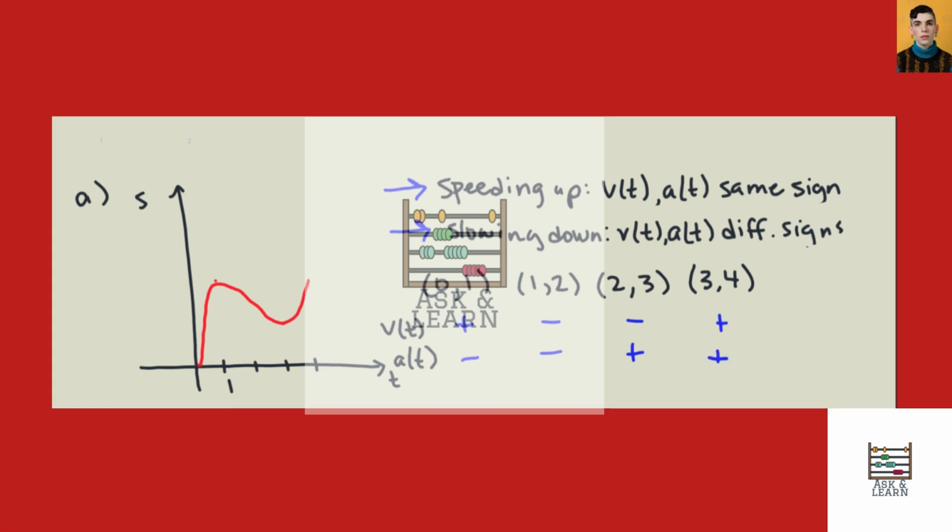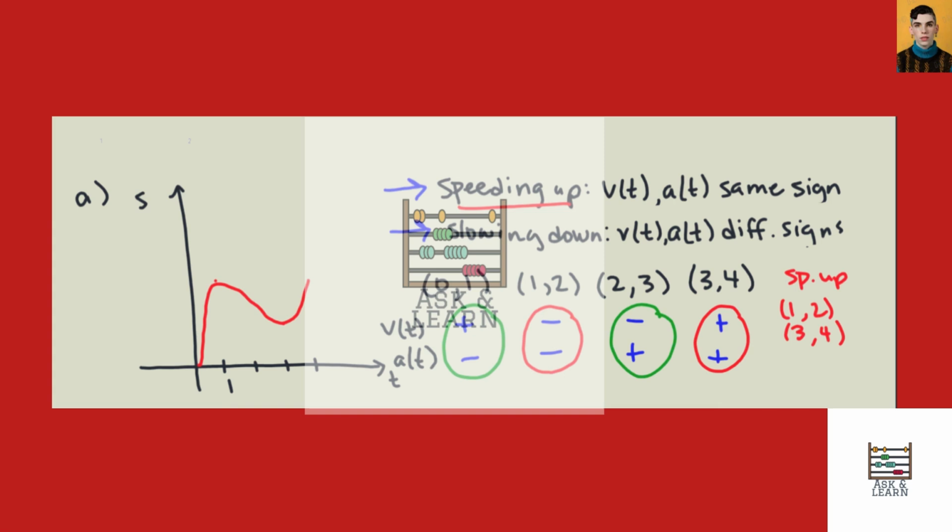Now let's look and see when both of these signs are positive. Velocity and acceleration are both positive from 0 to 4, and they're both negative from 1 to 2. So that's the indication of speeding up. So we have speeding up from times 1 to 2 and from times 3 to 4. Now look for when they have opposite signs, from 0 to 1 and from 2 to 3. So that means it's slowing down. 0 to 1, 2 to 3.